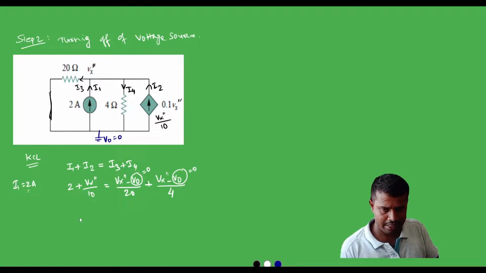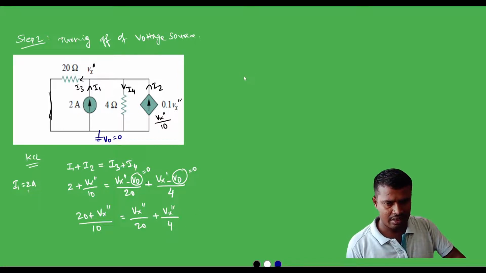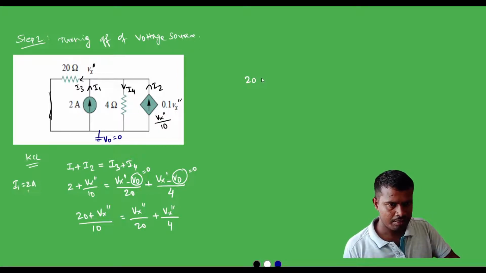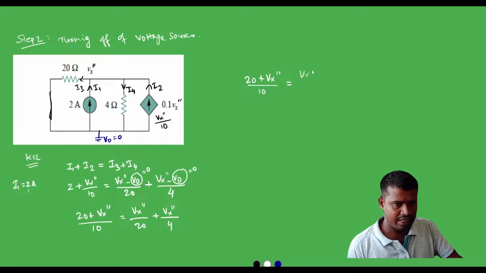So the equation will become 20 plus Vx double prime by 10, which is equal to Vx double prime by 20 plus Vx double prime by 4. On simplifying the equation, it will become 20 plus Vx double prime by 10 is equal to Vx double prime plus 5Vx double prime divided by 20.